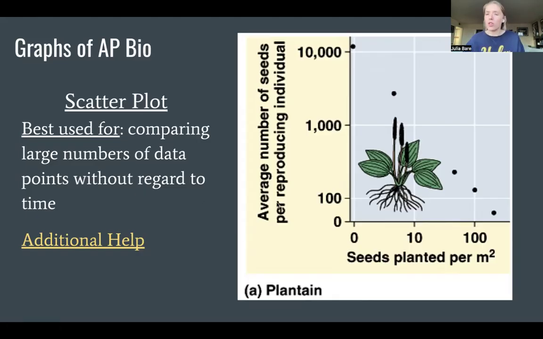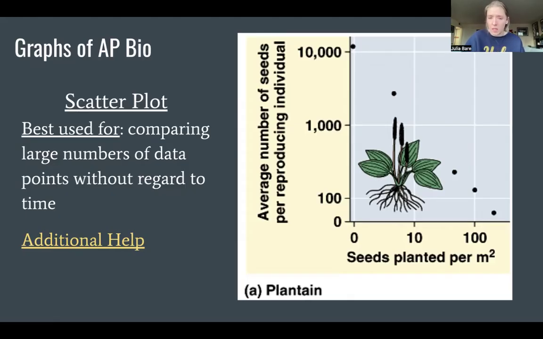Now, an additional type of graph that you're going to need for AP Biology is a scatter plot. And scatter plots are going to often look similar to line graphs. It's just that the dots aren't connected. But scatter plots are showing something different. They're usually used for comparing large numbers of data points that are not talking about time. Usually you're showing data points and the relationship between two variables that is not on a continuous spectrum.